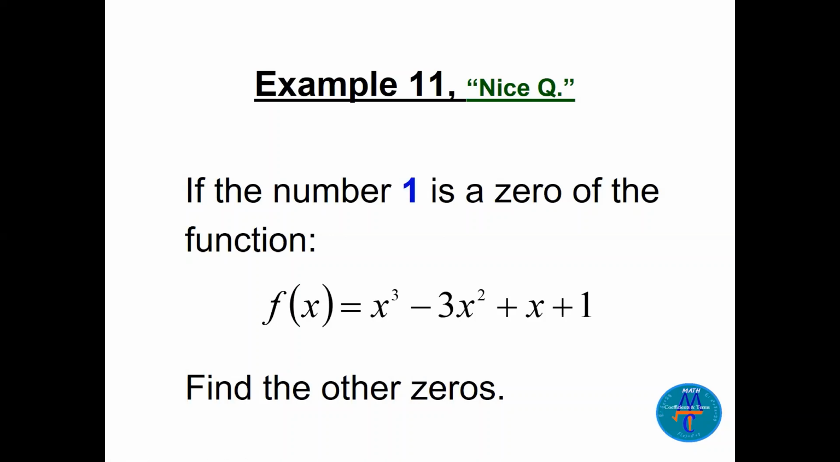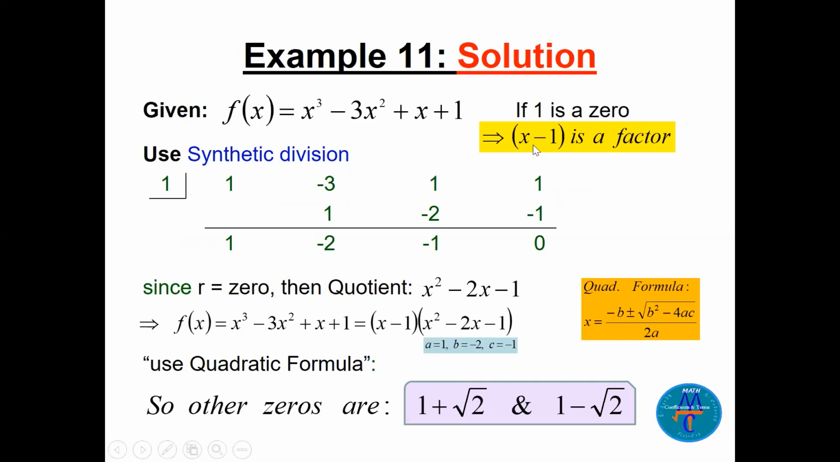If 1 is a 0, that means x minus 1 is a factor. And also, you can divide by synthetic division. So 1 is a 0 here, and the remainder should be 0. And we know it is 0. So I put here the coefficients, 1, minus 3, 1 and 1, and then divide by 1. That's the 0. 1 is a 0. So 1 comes down, 1 minus 2, add minus 1, multiply. See, we know it is a 0. If we know it is a 0, why did we divide? To get the quotient, guys, here.